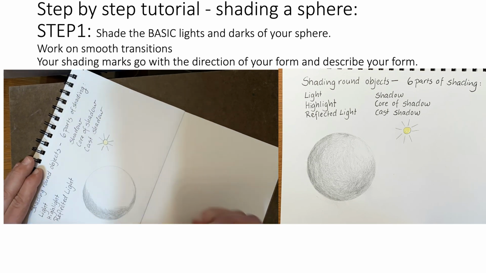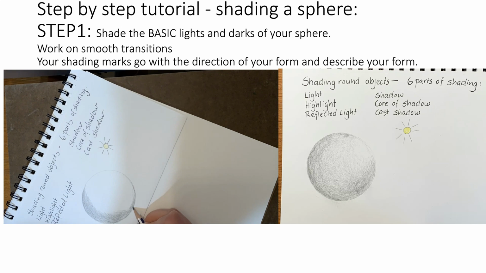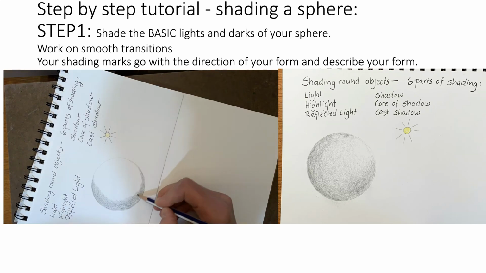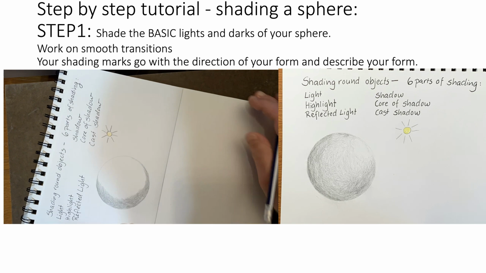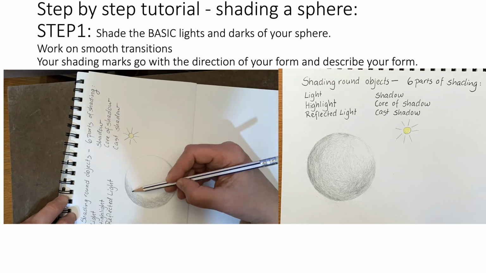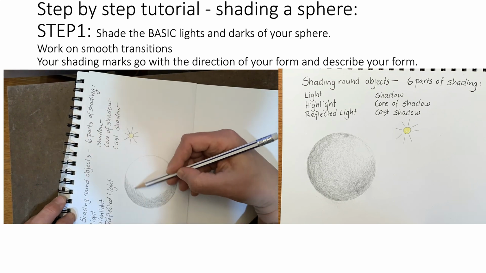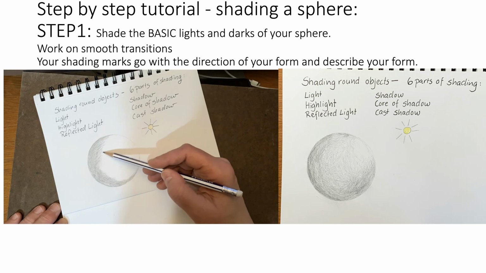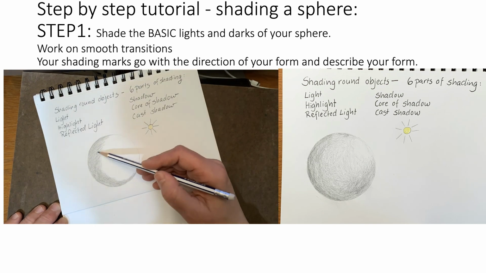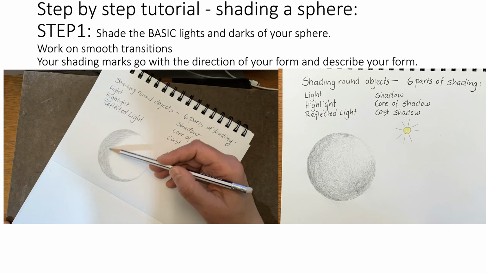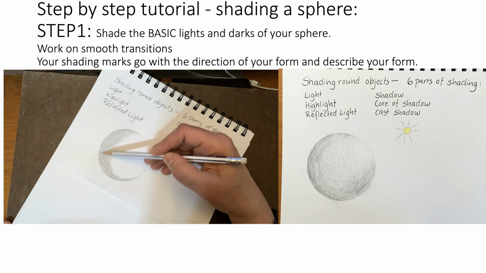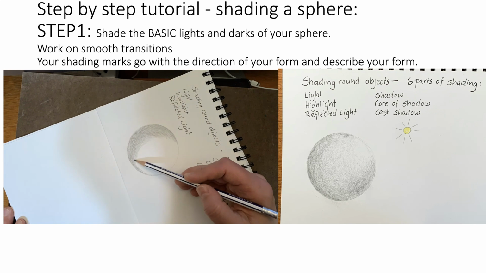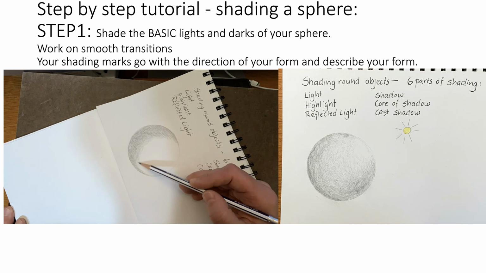Keep in mind that your shading marks describe the three-dimensional form of the surface of your sphere. If you accidentally got too dark in the area closest to the light, you can use your eraser. An eraser also creates marks. Therefore, it is important that if you have to use your eraser, that you also erase in the direction of the form of your sphere.